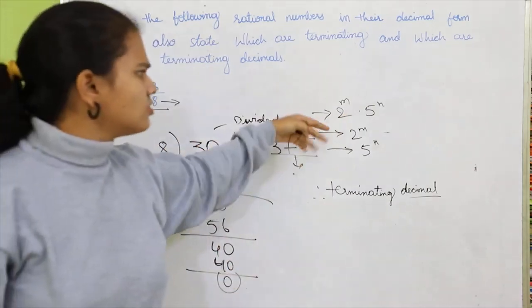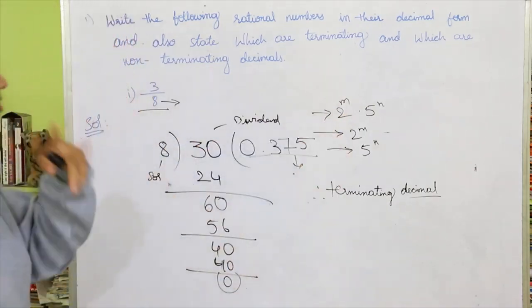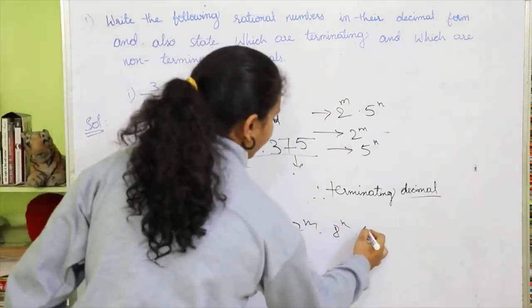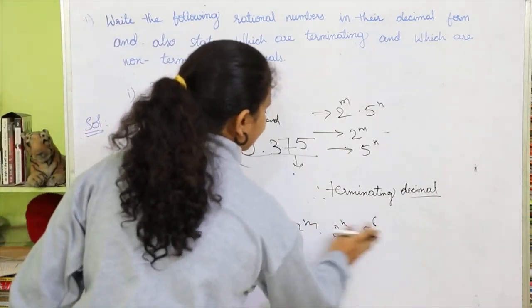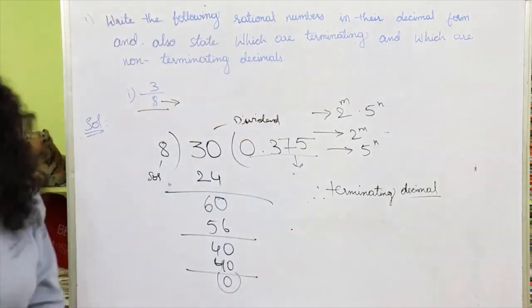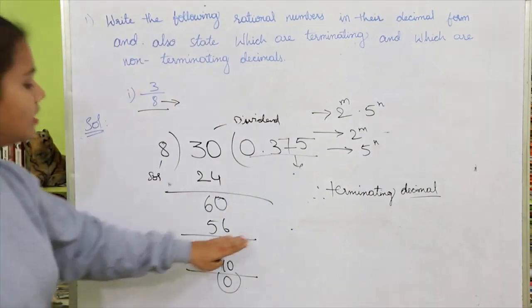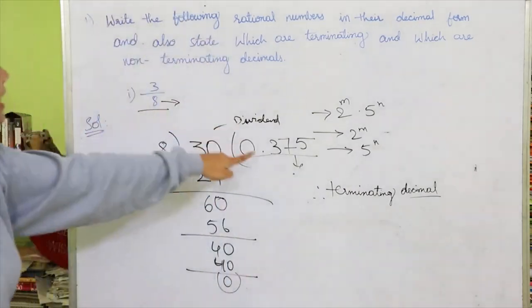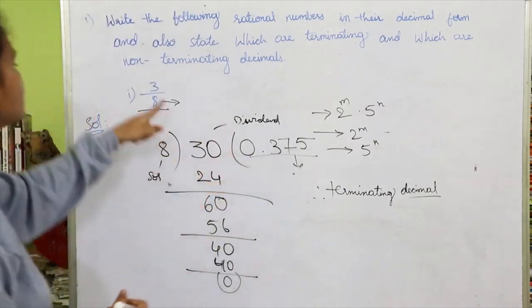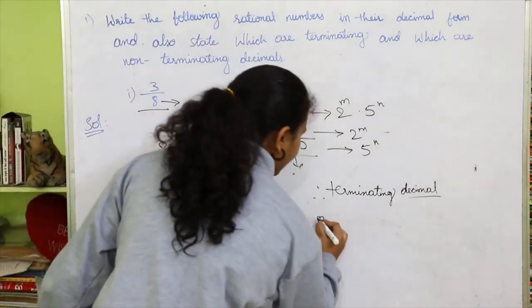If the denominator is not in this form, like 7^m, 8^n, or 5^6, something like this, then it definitely would become a non-terminating decimal. Are you getting it? Now, for example, here we have a terminating decimal. To prove this, I will take 8 again.